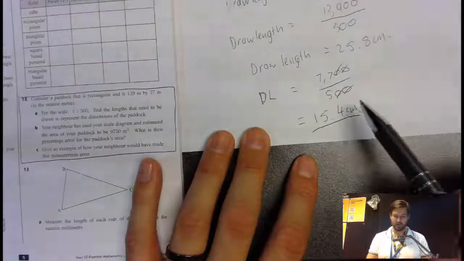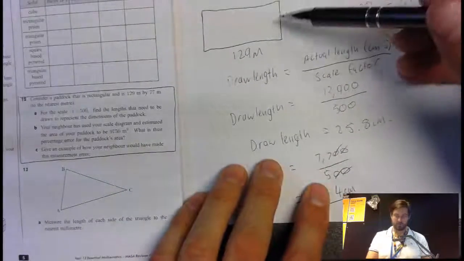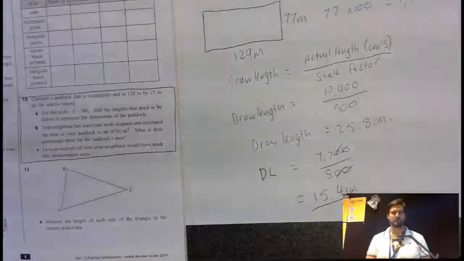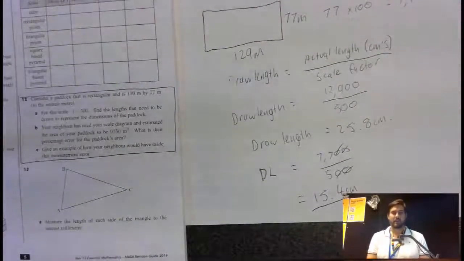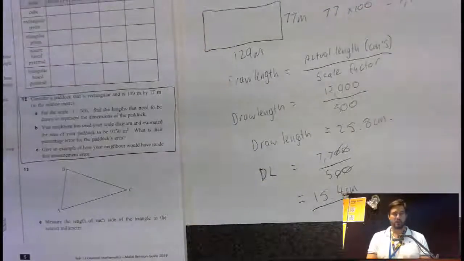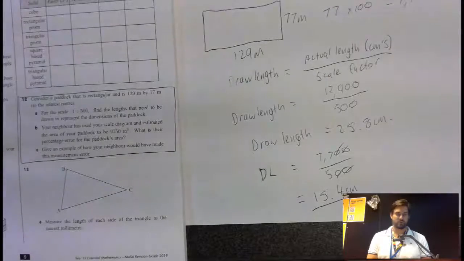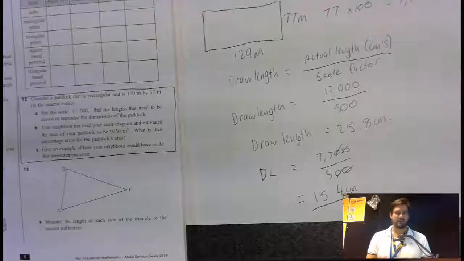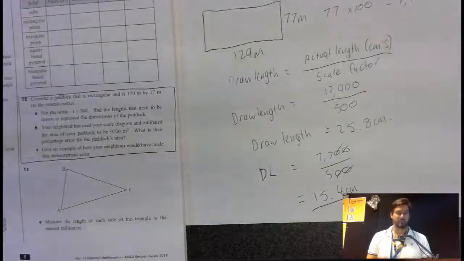The second part of the question, for the scale 1 to 500, your neighbour has used your style guide of your paddock to be 9,750 metres squared. What is their percentage error for the paddock's area? You guys won't actually get a question like that in this test. That's actually something from the course a few years ago. That sort of part of scales isn't actually in the test this year. Okay, so you won't have to worry about that.